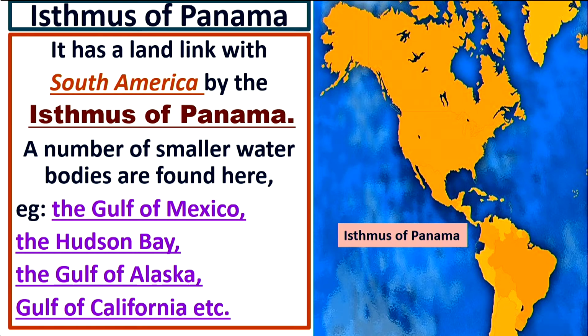Let's come to the Isthmus of Panama. Any small part of land which connects two big continents is known as an isthmus. There was a land link between North America and South America. This we call the Isthmus of Panama. A number of small water bodies are found in this adjoining area, for example, the Gulf of Mexico, the Hudson Bay, the Gulf of Alaska, the Gulf of California, etc.